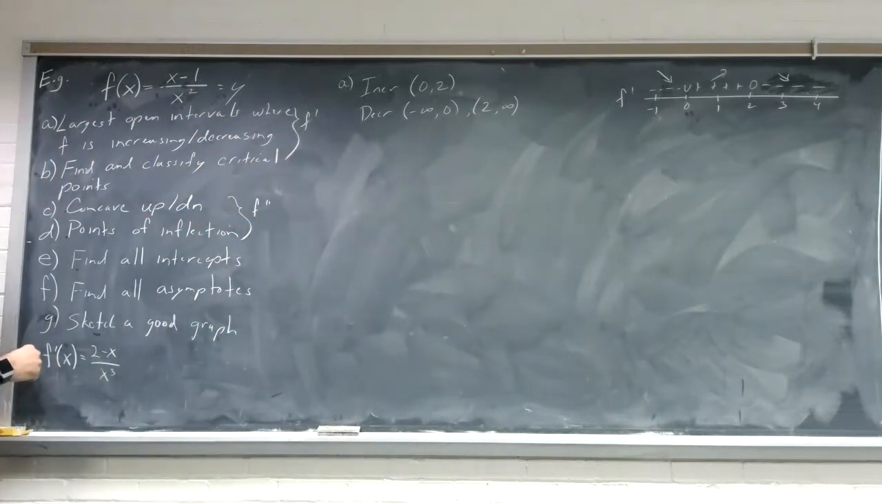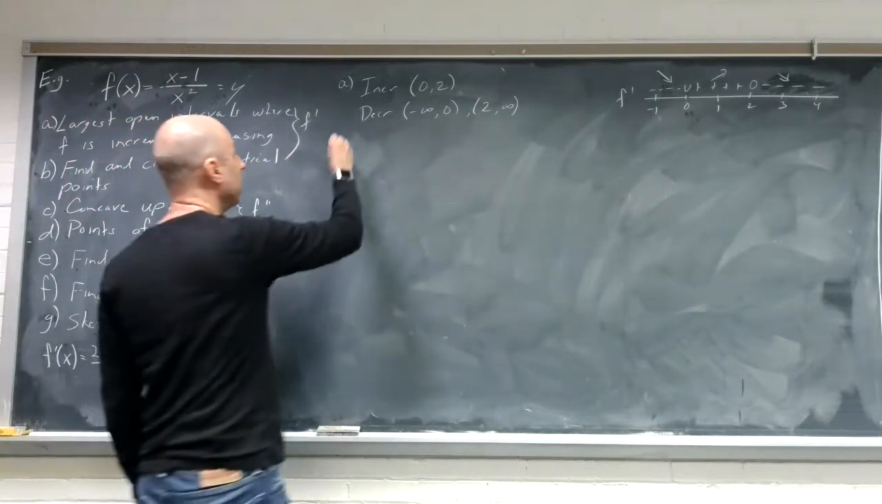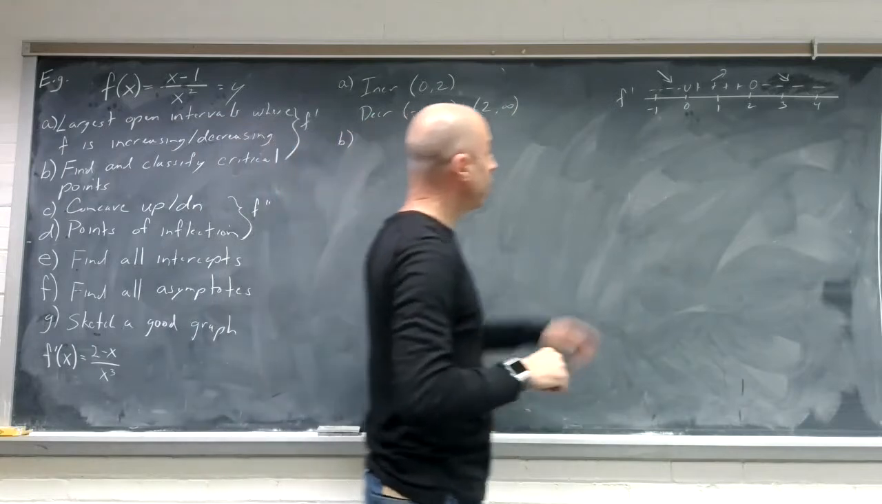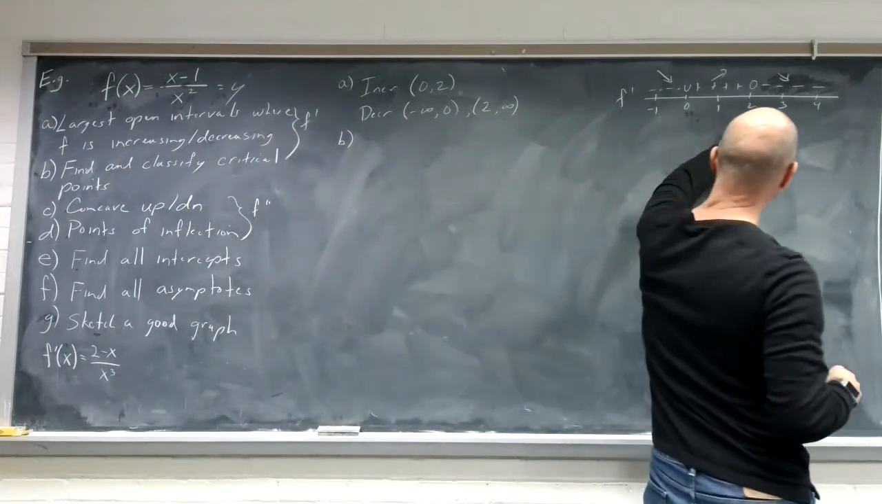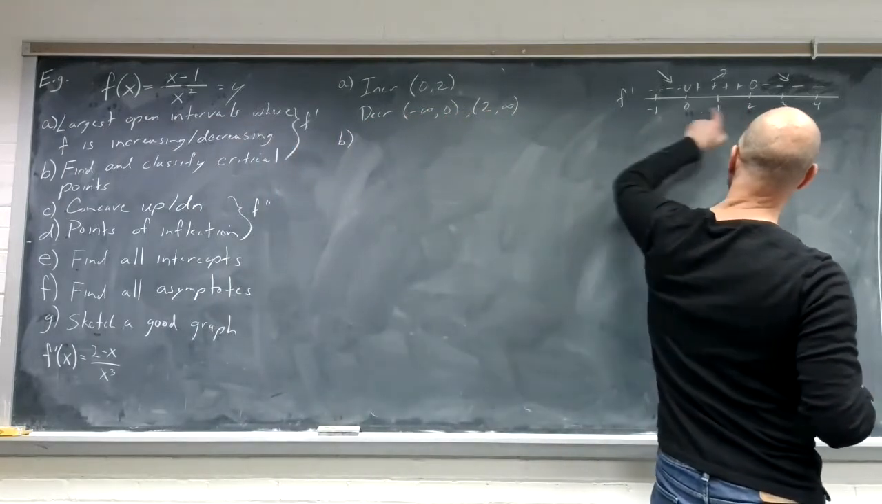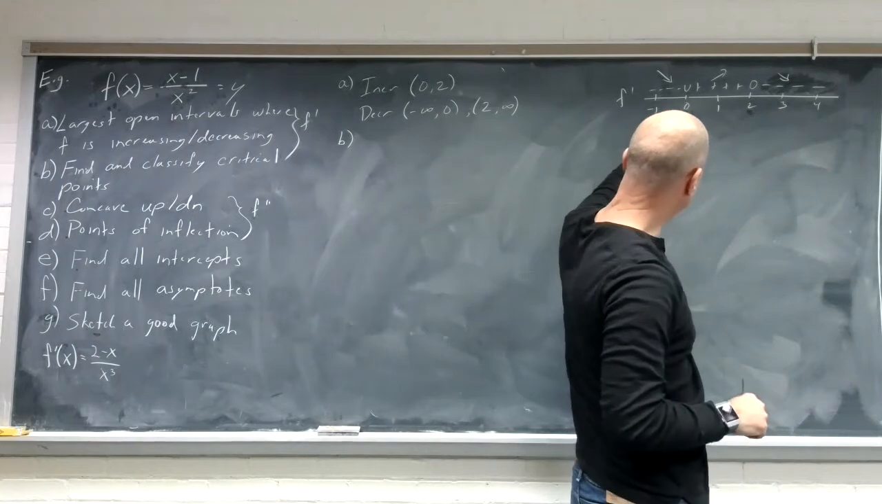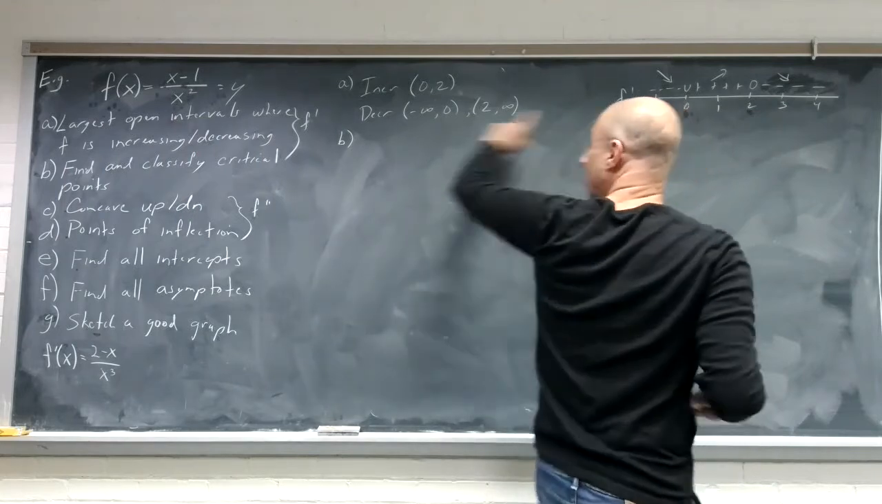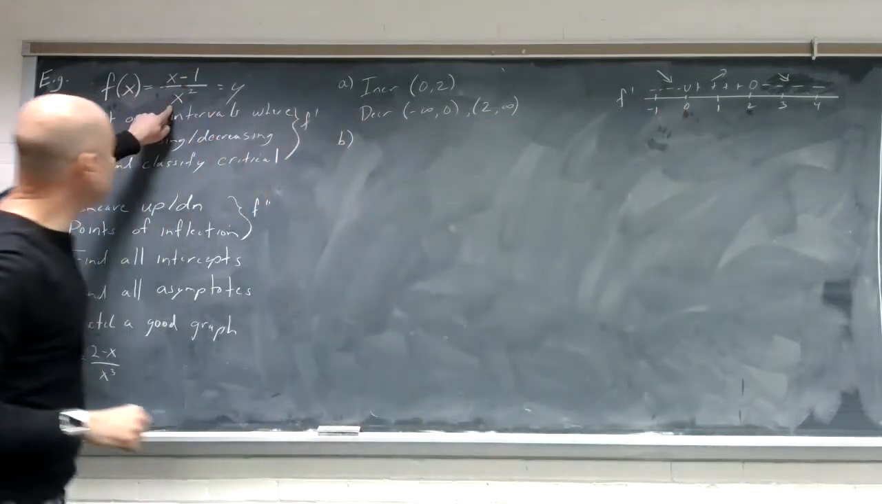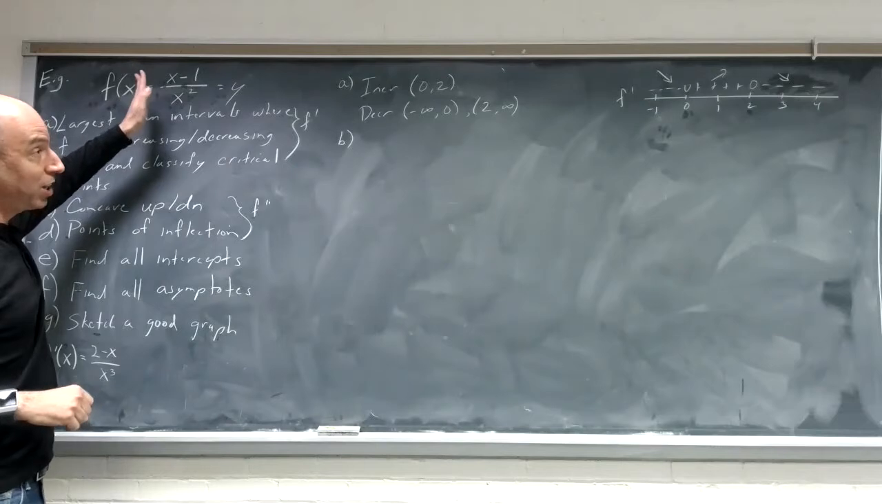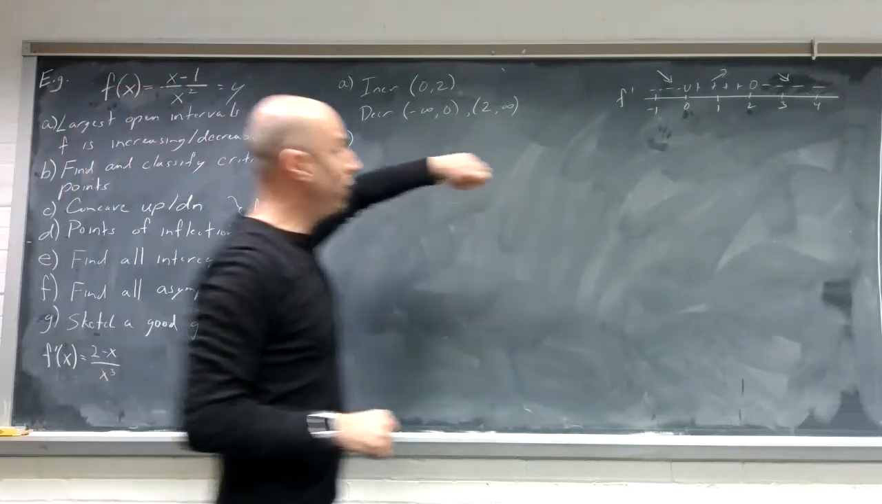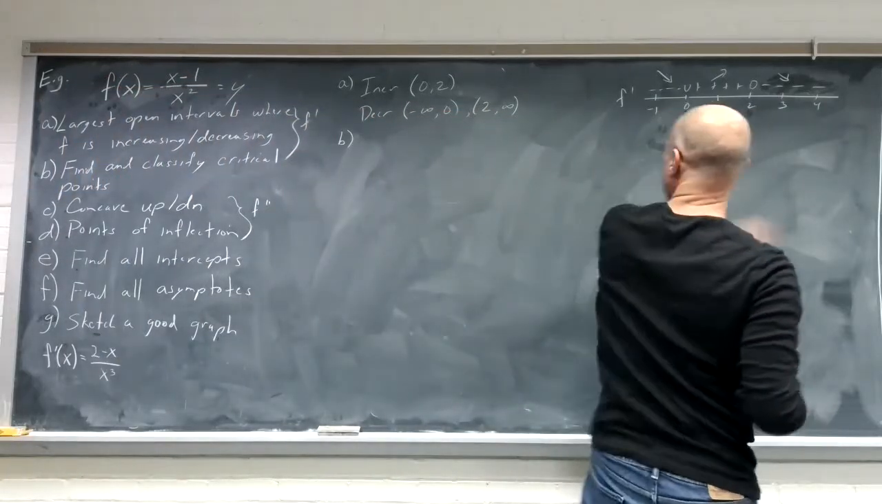And we're supposed to find and classify critical points. So we see a critical point at x equals 2. It looks for a second like we might have another critical point at x equals 0, but we notice that the original function isn't even defined at x equals 0. So that's not a critical point. The only critical point we have is at x equals 2.